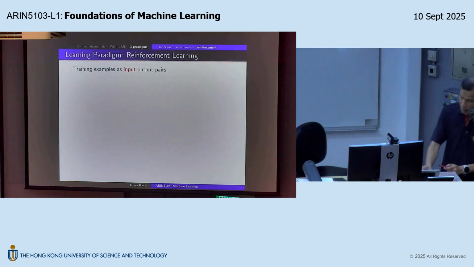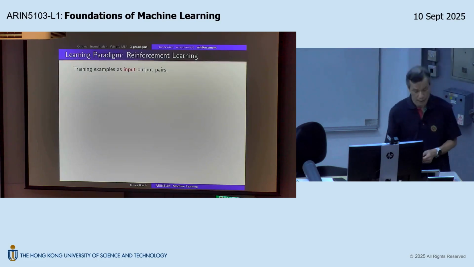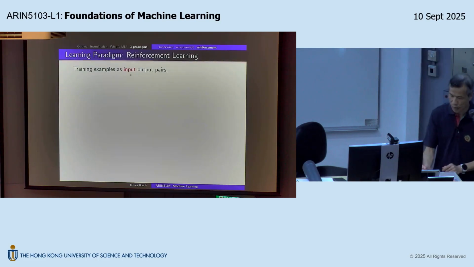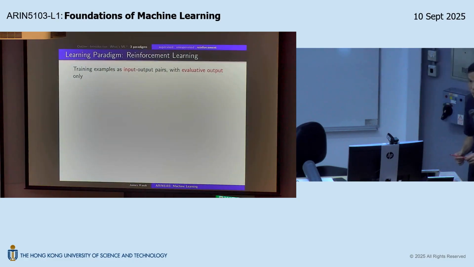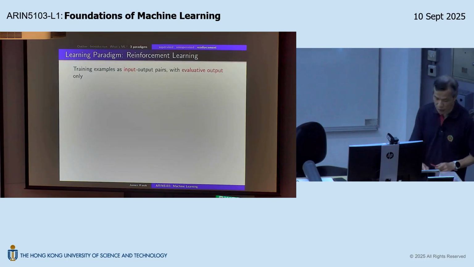The last major learning paradigm is reinforcement learning. In this case we still have input-output, but the output is not as informative as before. It is just what we call an evaluative output.